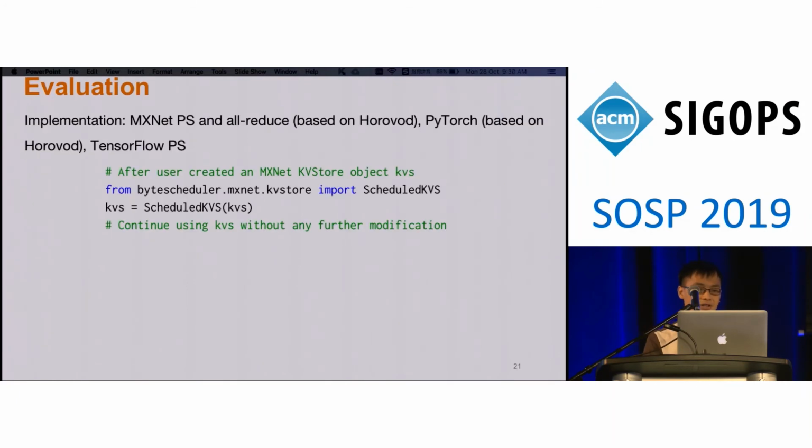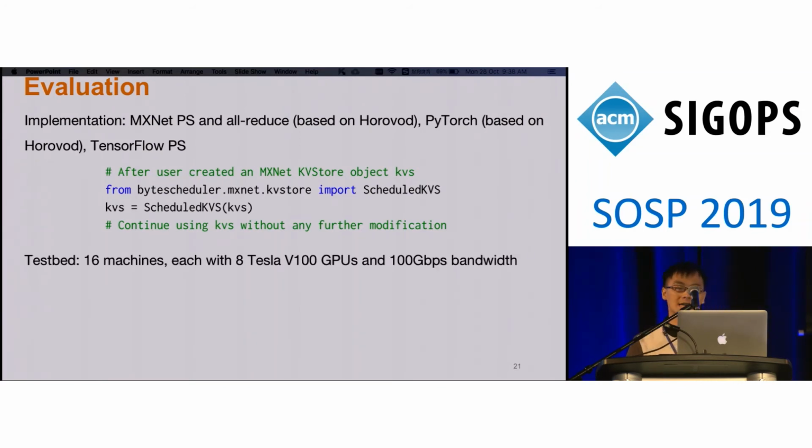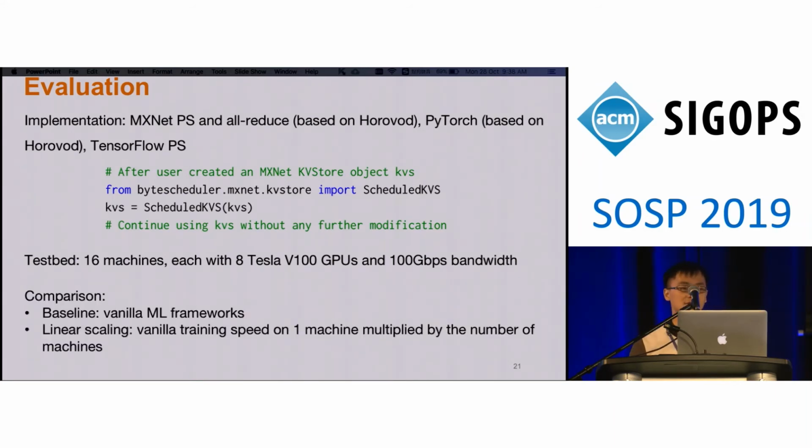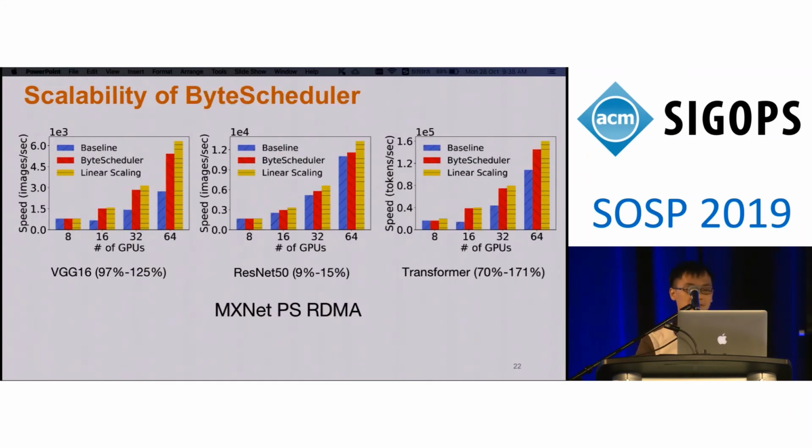Next is evaluation. We implement batch scheduler for MXNet, PyTorch, and TensorFlow. And to use batch scheduler, the user only needs to add 2 lines of code to his program. The test bed includes 60 machines, each with 8 V100 GPUs and 100 gigabits per second bandwidth. For comparison, we use vanilla machine learning framework as baseline, and we also present the linear scalability.